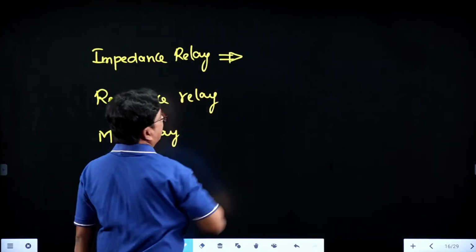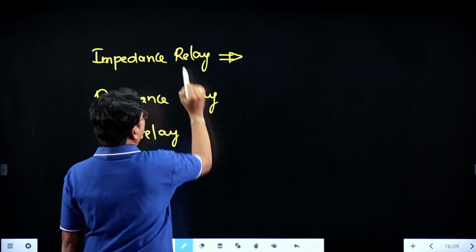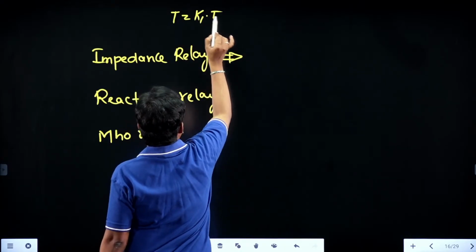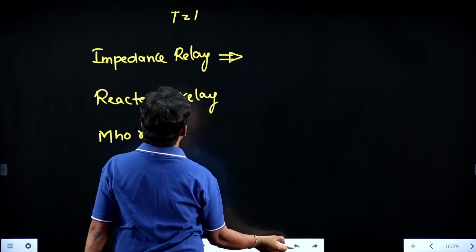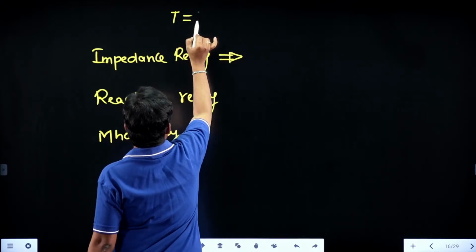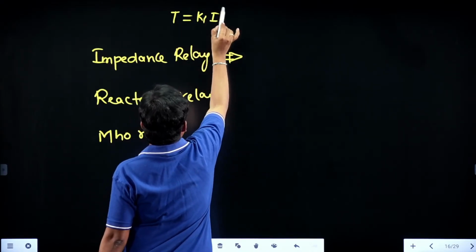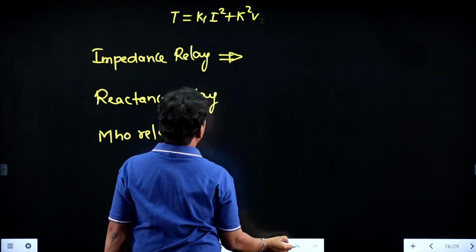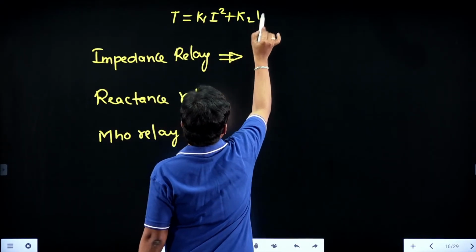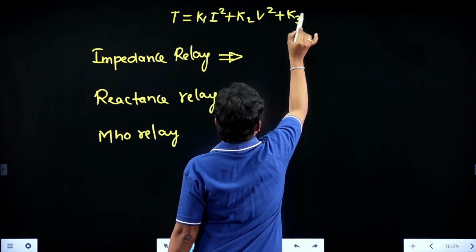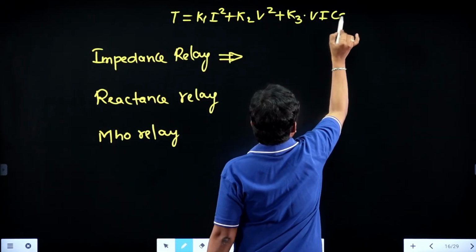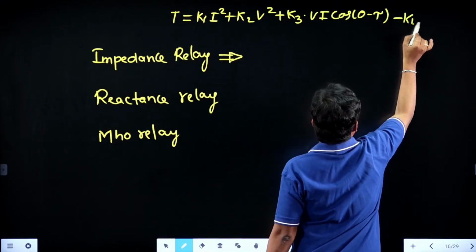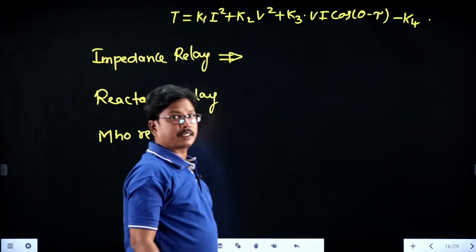Impedance relay. So what is the universal torque equation, students? The universal relay torque equation. T is equivalent to some constant K1 into I square plus K2 into V square plus K3 into VI cos of theta minus tau minus K4, where K4 is the restraining torque.